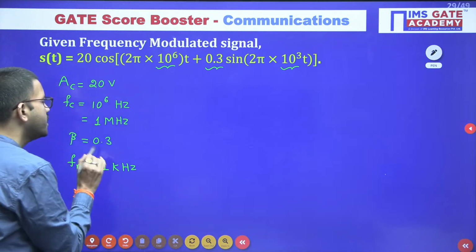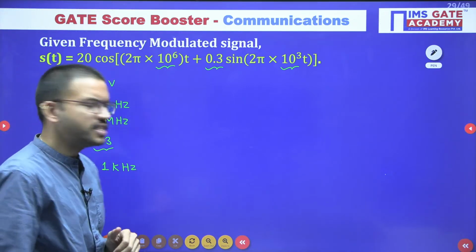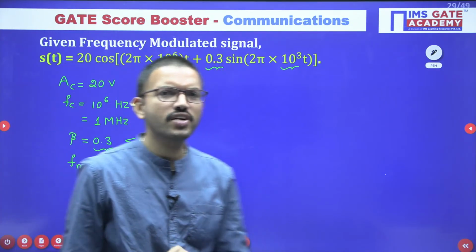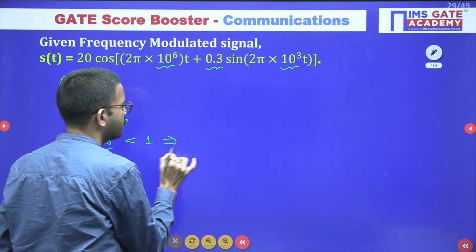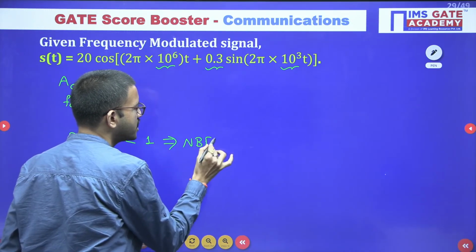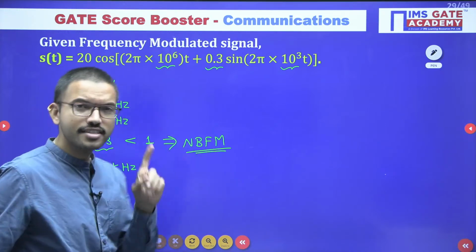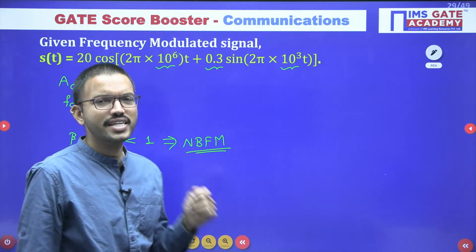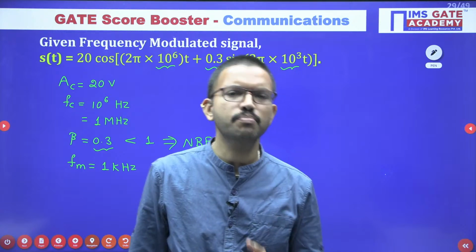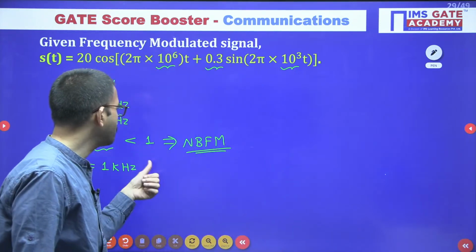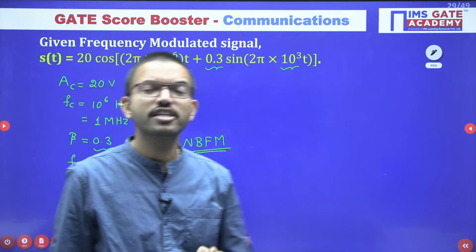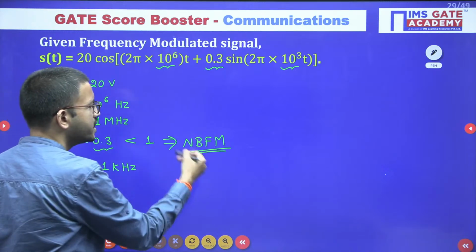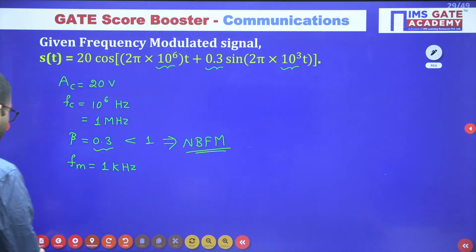The reason is here beta value is 0.3. This value is less than 1. So whenever you are getting modulation index values less than 1, that indicates narrow band FM. This is the twist in this question. That is the reason I have mentioned this is the interesting question and there is a twist in this particular question. In the previous question, beta value was greater than 1, so the formulas we discussed regarding bandwidth and power were applicable. But the moment beta is less than 1, you have different formulas for narrow band FM, right? So here beta is less than 1, so it indicates narrow band FM.